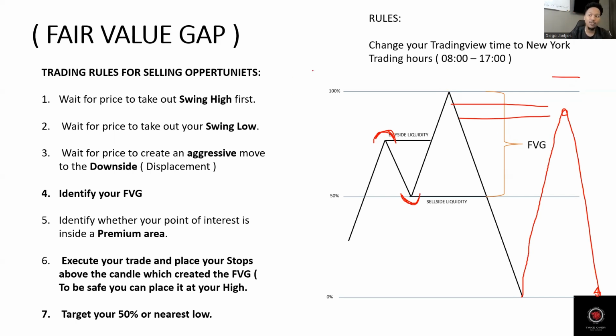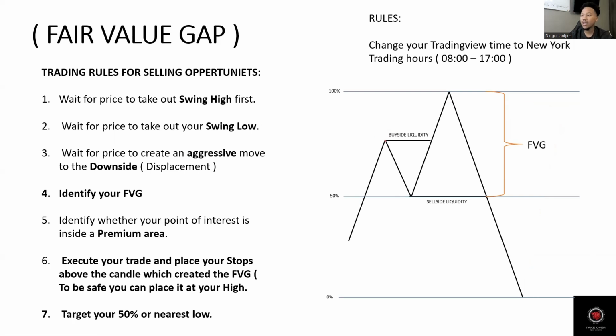So let's dive into the rules. Once again, rule number one, you want to see a swing high being taken out, as we did right there. Rule number two, you want to see a swing low being taken out, which is this area right over there. And you guys can see that we took out that swing low right there. Wait for price to create an aggressive move towards the downside, which will be considered as displacement, just an aggressive move to the downside, right? There we had our displacement towards the downside.